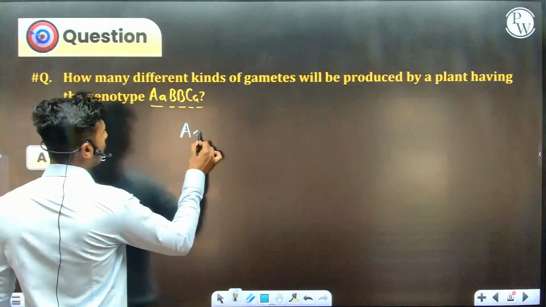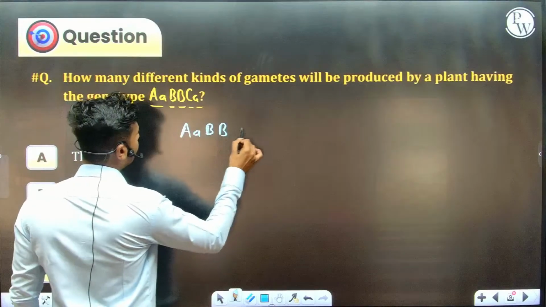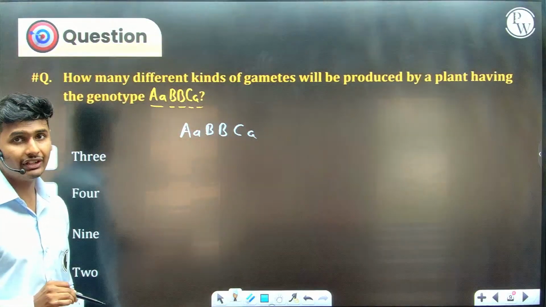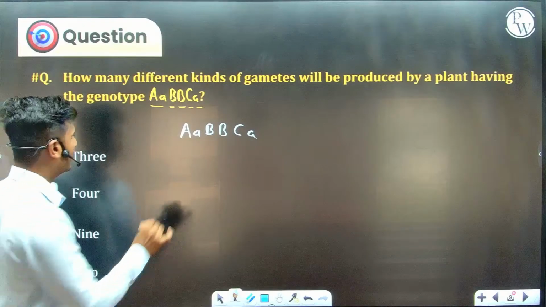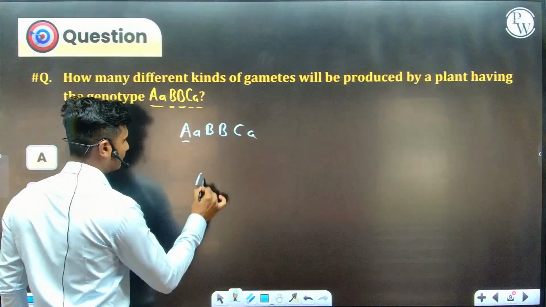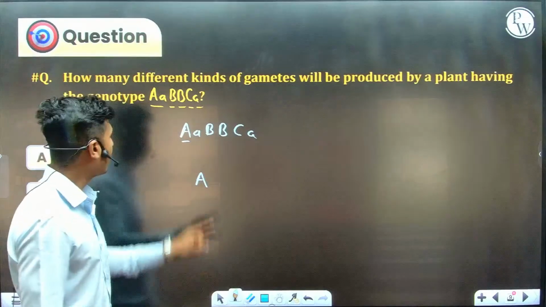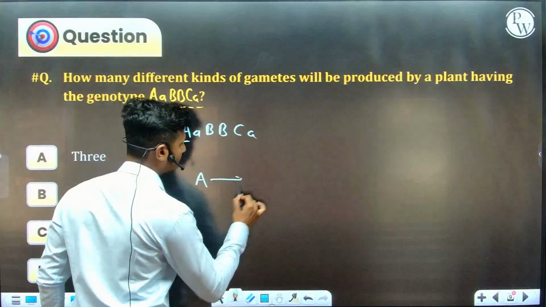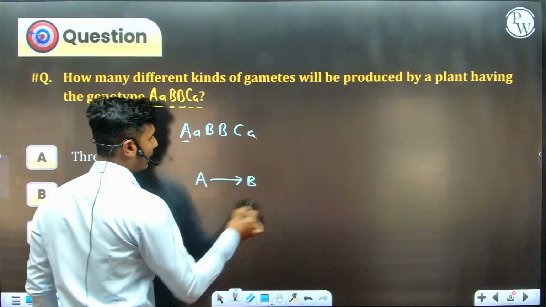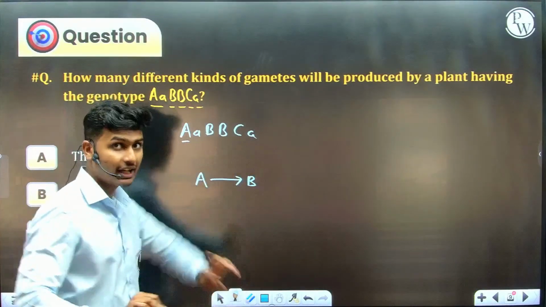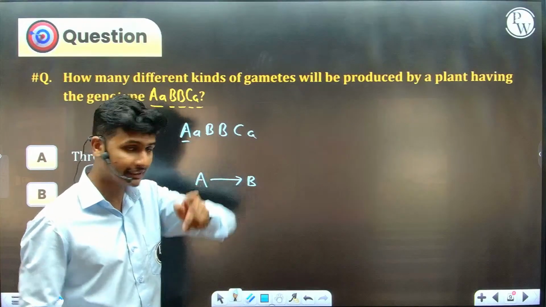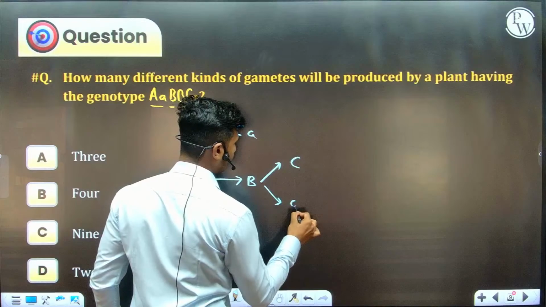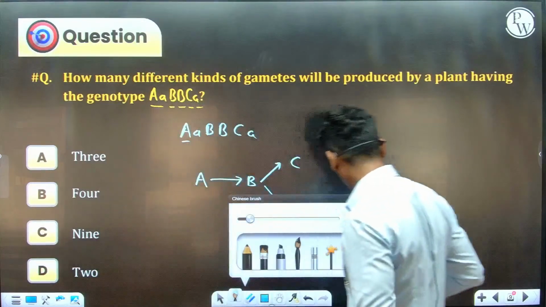Capital A, small a, capital B, capital C, small c. For the calculation, we are using the fork line method. Take a capital A here, take a capital A here. After that, capital B, both are same, so give us one arrow, capital B. Now after B, capital C and small c are different, means heterozygous, give two arrows, capital C and small c, and produce a gamete.